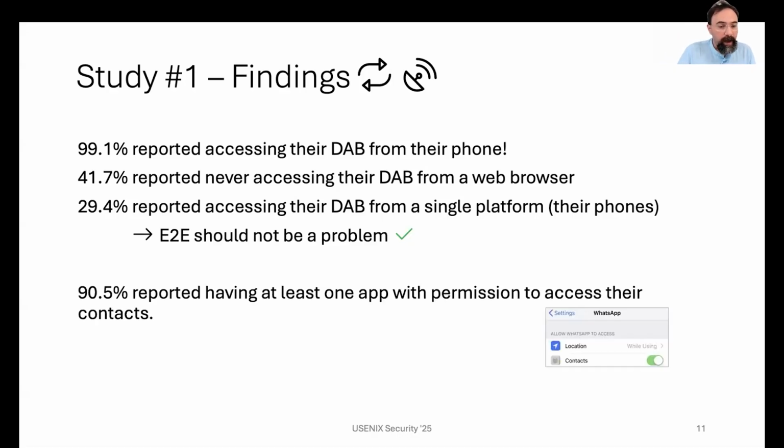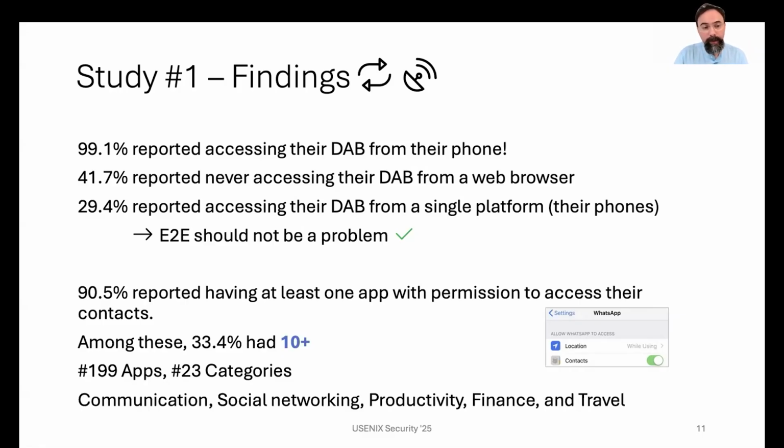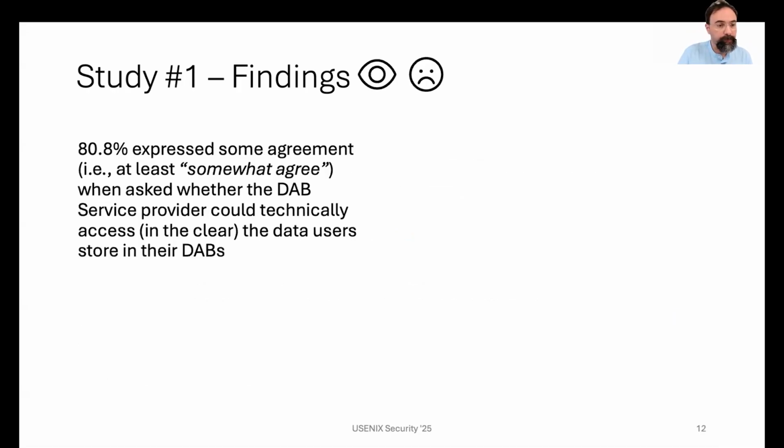Okay, we found that over 90% of users had at least one third-party app on their phone with permission to access their DAB. And even more concerning, a third of them had 10 or more such apps installed. We identified 199 unique third-party apps, and the most common were communication apps like WhatsApp and Gmail, followed by social networking apps, productivity apps, finance, and travel apps.